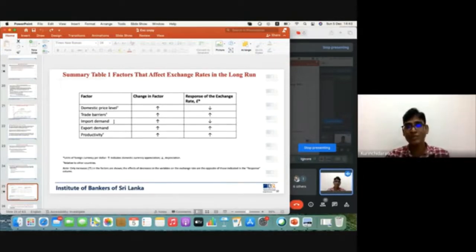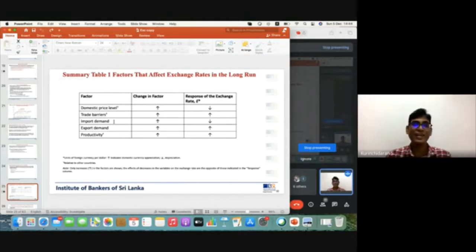Because when you import more goods, you need more foreign currency to pay for that. So you go to the market, you sell your rupees and search for dollars. When the demand for dollars is higher, then the dollar appreciates and our local currency depreciates. Always think about that direction. So export demand: when the export demand increases, you'll get more dollars. So in the market the dollar supply is more, so our local currency appreciates.